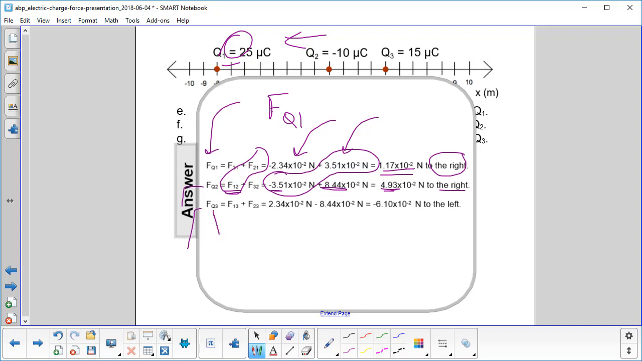And finally, the force on Q3. Charge 1 is pushing it to the right. That's positive. And we have charge 2 is moving it to the left. That's negative. We add them, and this time we get a negative net force. Therefore, the net force is to the left.